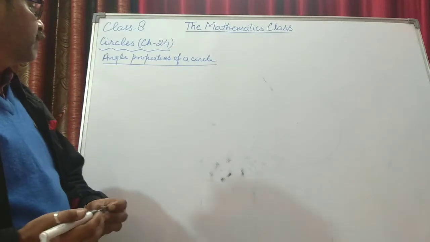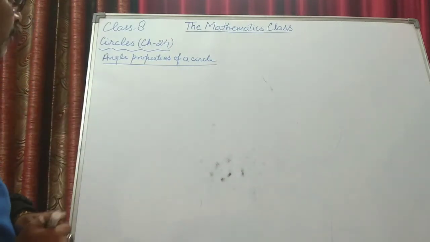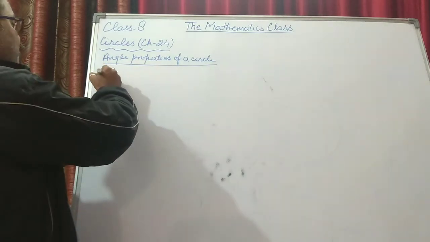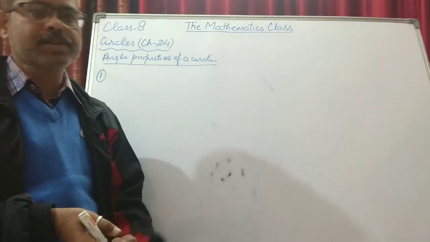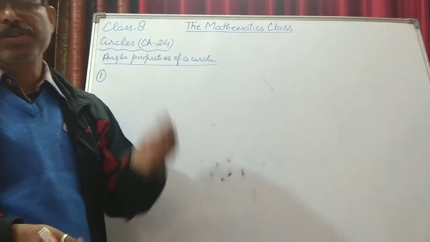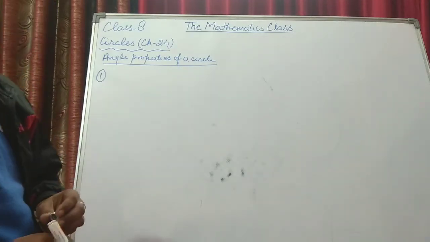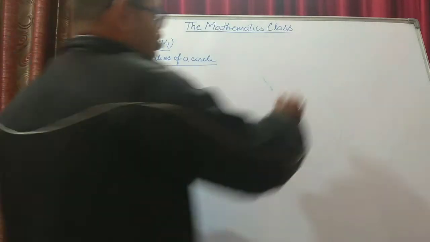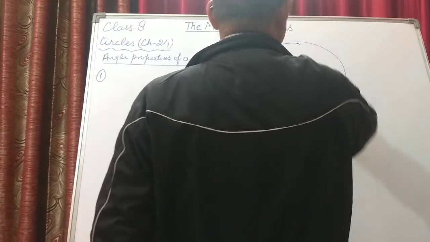Now the next topic that we will be discussing is angle properties of a circle. So what is the first property? You only need to remember the properties, and with the help of these properties we will be solving the questions or finding the value of the angles. So the first property is about the angle made by an arc. Let us draw a circle. This is a small circle that I am making.